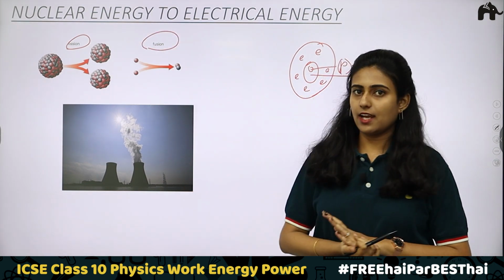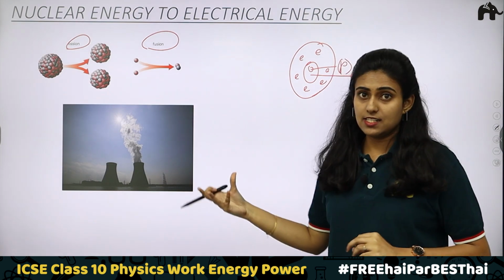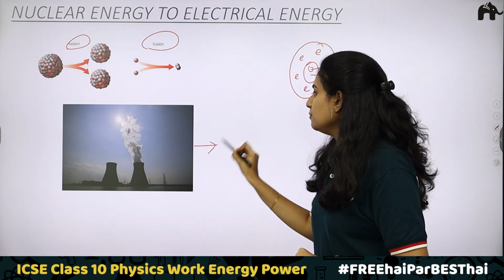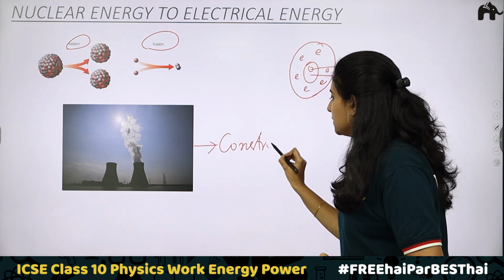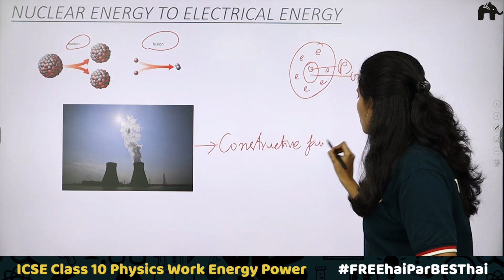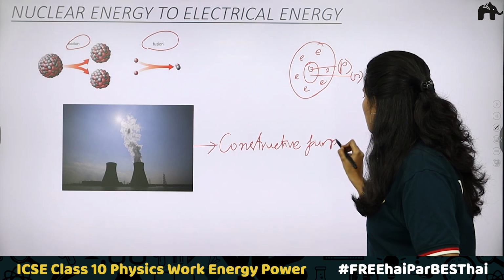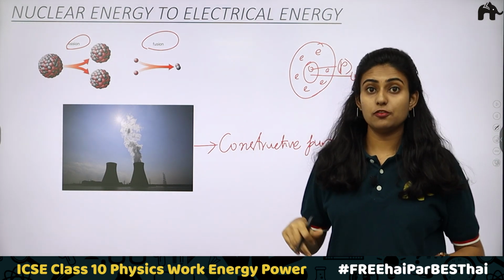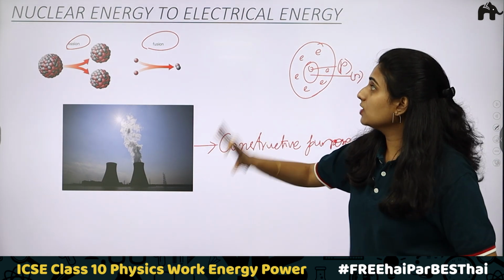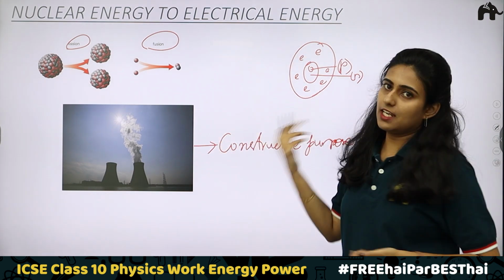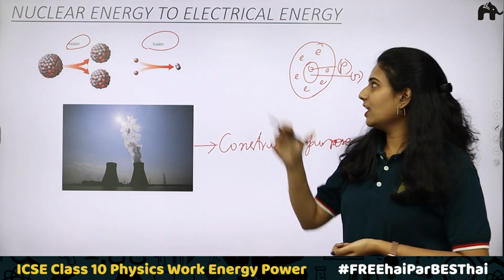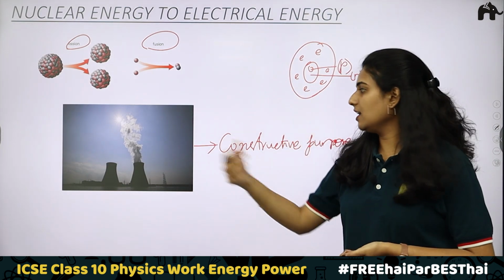In case of a nuclear reactor, nuclear energy is being used to produce electrical energy. Okay, this is for a constructive purpose. This is a useful purpose, right? So we have also discussed the atom bomb. For a destructive purpose, the atom bomb is being used. But the reactor is actually a useful purpose. Here nuclear energy can be used to produce electrical energy. You know how useful electrical energy is. For everything we need electrical energy, right? So electrical energy can be produced using nuclear energy in a nuclear reactor.